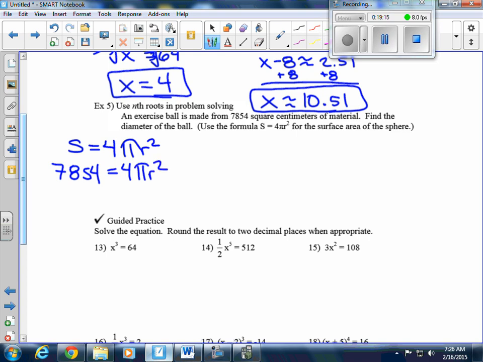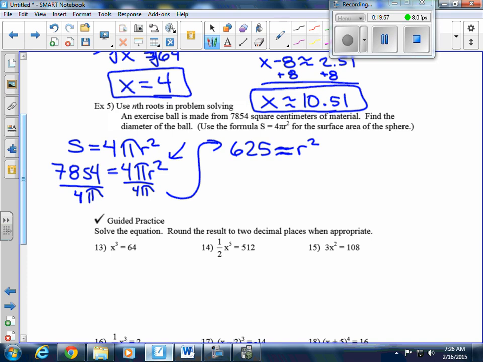So what we're going to do is solve this. Our goal here obviously is to get the r by itself. So we're going to divide both sides by 4 pi. You're going to type that in your calculator, 7,854 divided by 4 pi, and you're going to get approximately 625 equals r squared. This approximately 625 is just a little bit off because it depends on what value you use for pi.